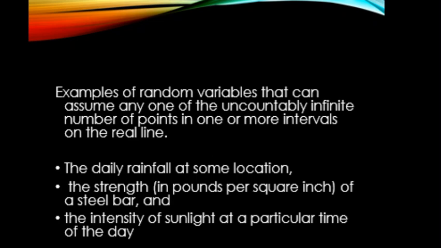A few more examples here. In each of these, the random variable can assume uncountably infinite number of points on the interval on the real line. So it could be one or more intervals on the real line. So here is an example. The daily rainfall at some location, okay, again continuous. The strength in pounds per square inch of a steel bar, or the intensity of sunlight at a particular time of the day. So all of these here are examples of continuous random variables.